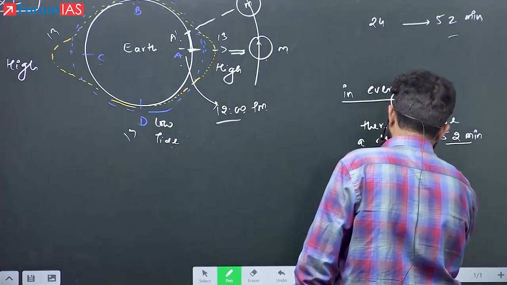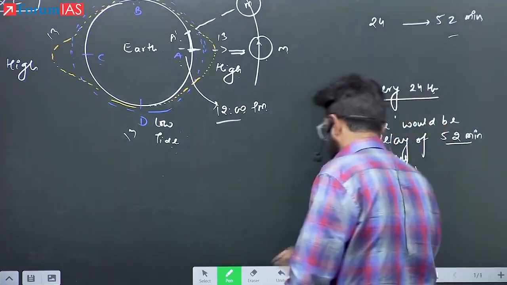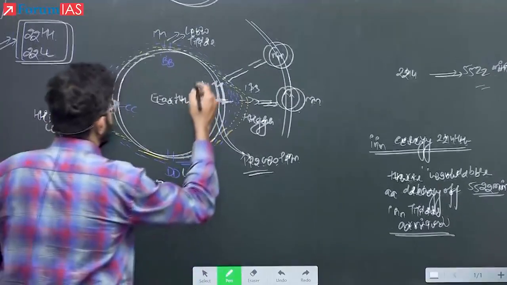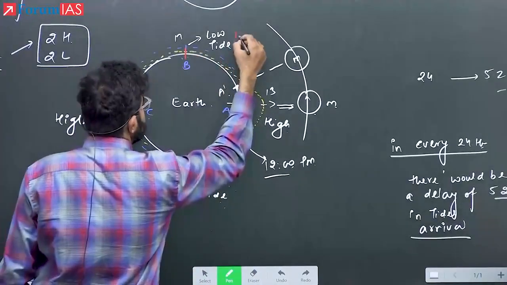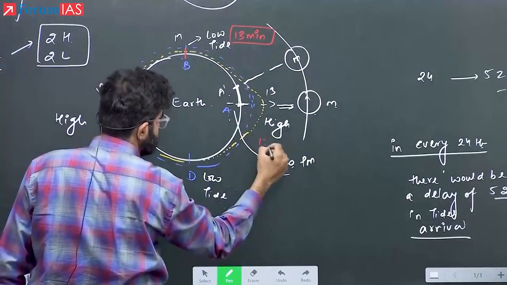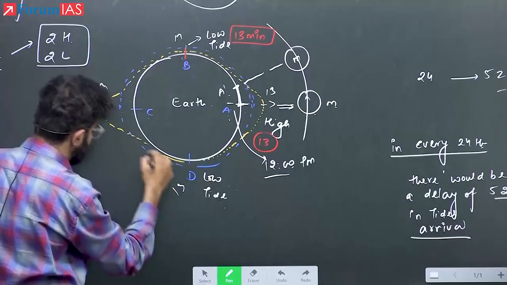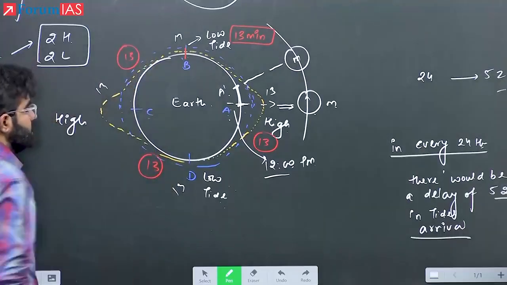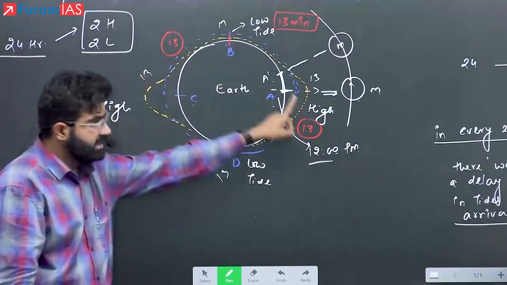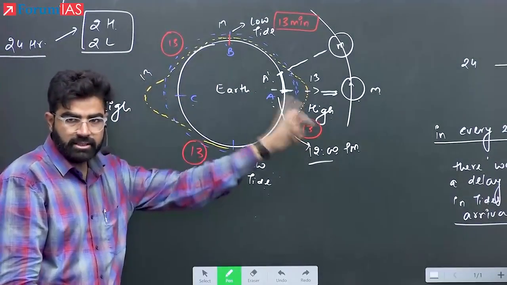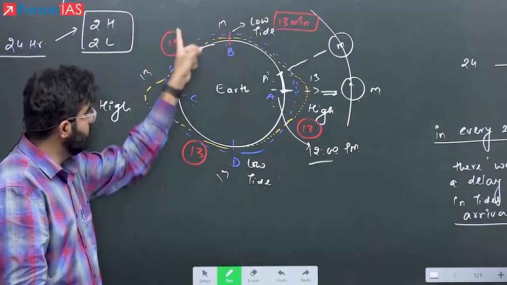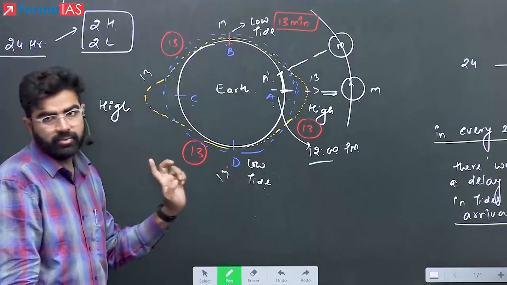Please make this diagram and write this delay also. This delay I am dividing into 4 parts. 13 minutes here, 13 minutes, 13 minutes, and 13 minutes delay. So the delay in between two high tides would be 26 minutes in total, 13 plus 13. Delay in between two low tides, the delay would be 13 plus 13 in this way.